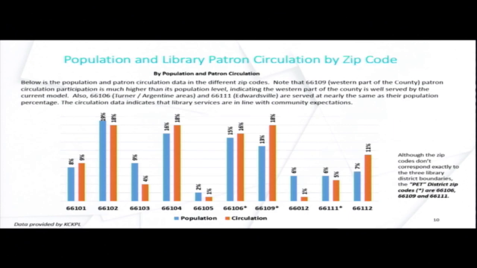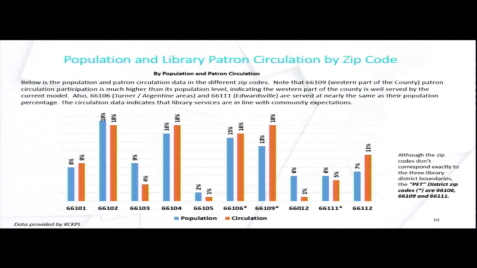So this is the same information, distributed based on zip code. As you can see here, these are all the zip codes throughout Wyandotte County. Although they don't exactly correspond to the library district boundaries, the three main zip codes within the PET district are the ones that have a little asterisk on them: 66106, 66109, and then 66111, there towards the right. So what we have here, the blue is population and orange is circulation.